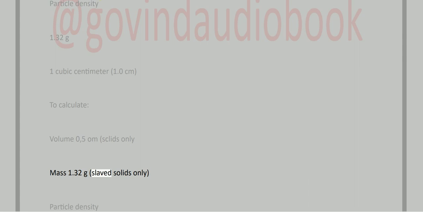Particle density: 1.32 g, 1 cubic centimeter, 1.0 centimeters to calculate, volume 0.5, solids only. Mass 1.32 g, solids only. Particle density is mass of solids over volume of solids. Particle density is equal to 1.32 over 0.5, which is 2.64 g per cubic centimeter.